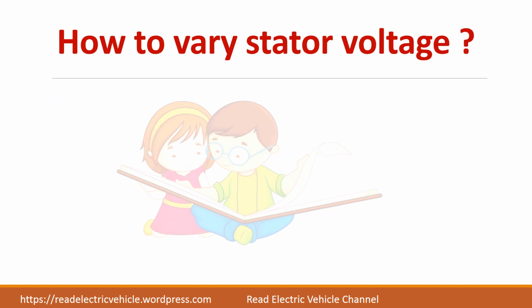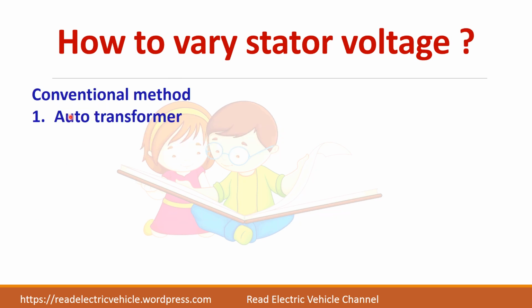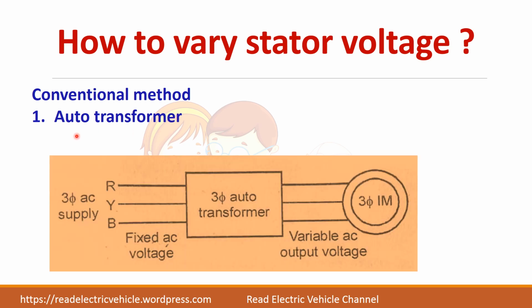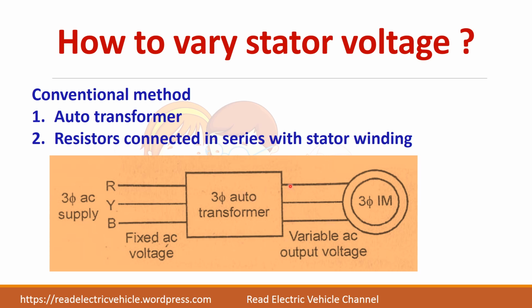How to vary the stator voltage? Conventionally, what is done is they will use auto transformer. So if you use an auto transformer, you are able to control the voltage applied to the stator. Or you can use some resistors in each phase. You can connect the resistors in series with the stator winding. Thereby you can control the voltage applied to the stator.